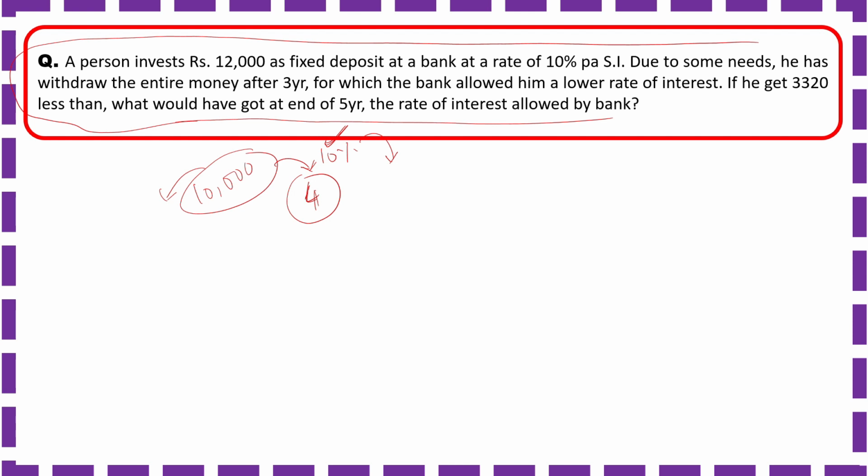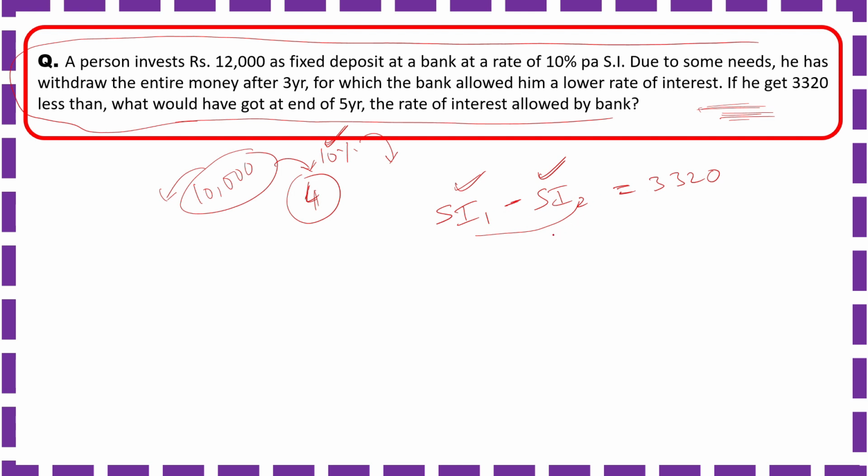That's why he got 3,320 rupees less than what he would have got after the 5 years. So we must calculate the rate of interest of the bank. What is that 3,320? He got 3,320 less than what he would have got at the end of 5 years. It's the difference between two simple interests, the simple interest for 5 years and the simple interest for 3 years. So of these 2 years is 3,320.